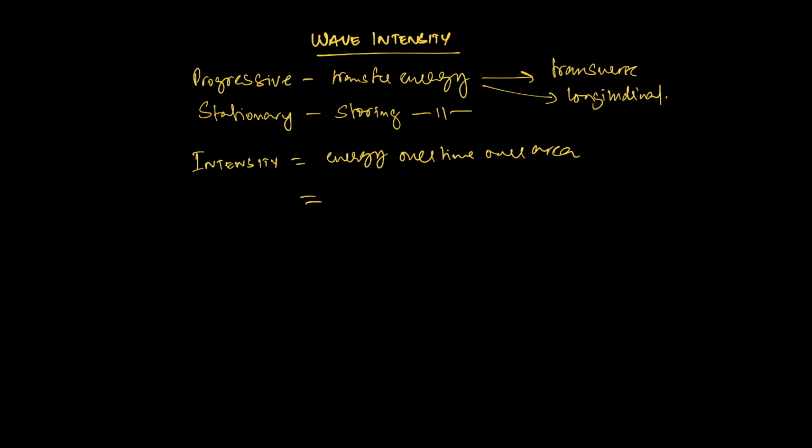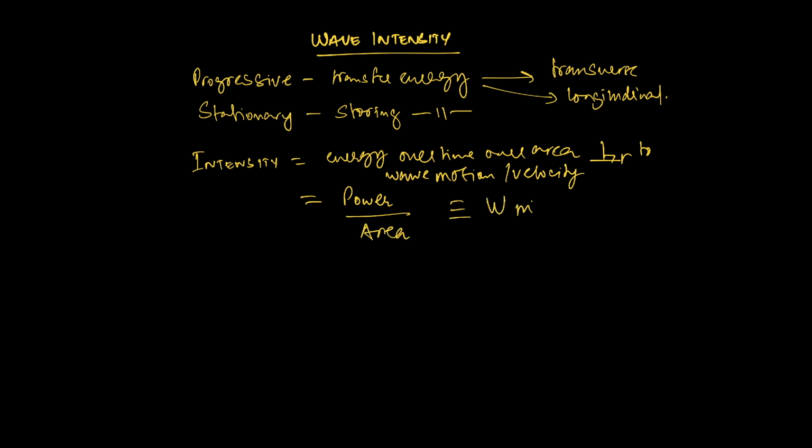So this is perpendicular to wave motion. And sometimes in some books you will see it written as the wave velocity, basically, perpendicular to the direction of the motion of the wave. So the intensity is quite simply, what is energy over time? We know this now, right, guys? It's power divided by the area. So it is expressed in watts per square meters.